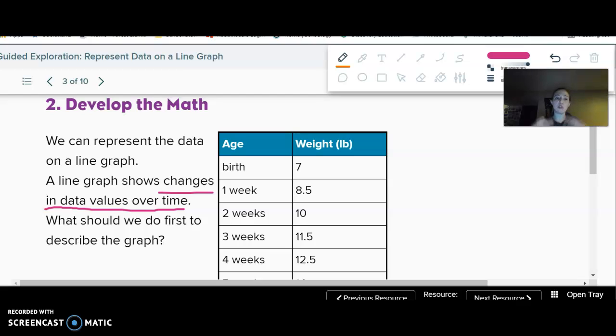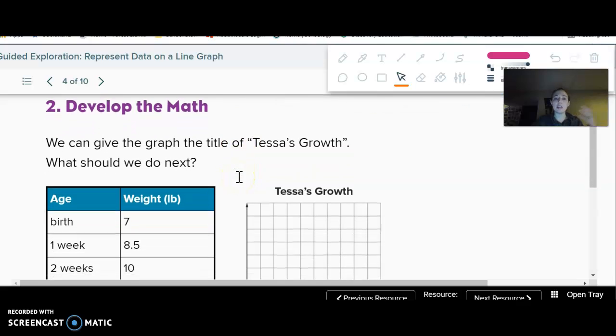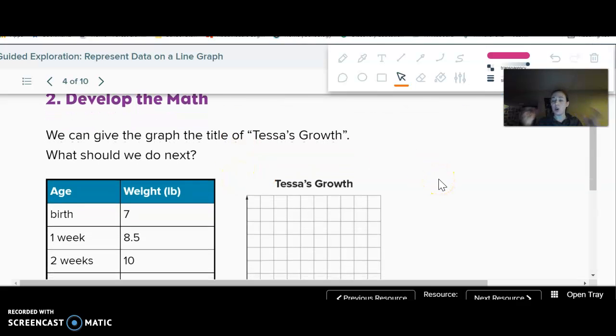So what should we do first to describe the graph? Well, first we want to think about what we should title this graph, because titling the graph really tells us what it's going to be about. On your notes, you're going to make this graph with me. So I want you to write above it, just like it shows here, Tessa's growth. That's the title. Now, there could be other titles, but the puppy's name is Tessa and it's how much she grew, so Tessa's growth.